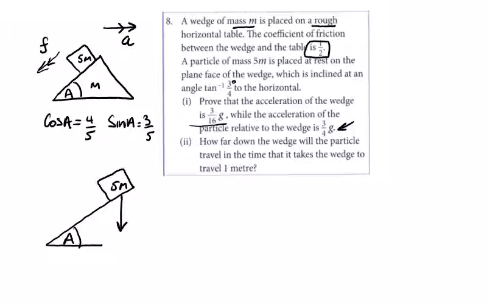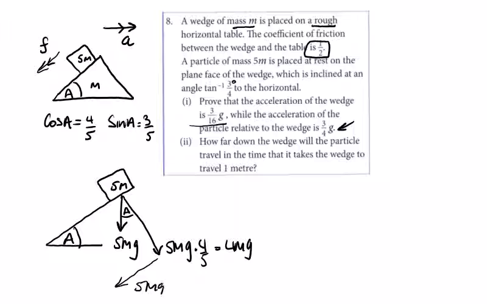So 5mg. My angle A is inside, adjacent to A, so I'm going to have 5mg cos alpha, 5mg by 4 over 5, which is equal to 4mg, and down the plane I have 5mg by sine, which is 3 over 5, which is 3mg.